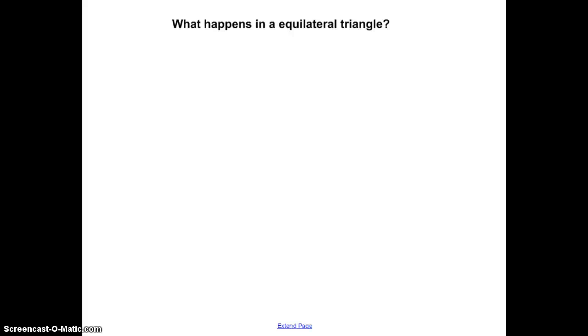So in an equilateral triangle, all the sides are congruent and all the angles are congruent. So if all the sides are congruent, we don't have a side being the largest. And if all the angles are congruent, because all the sides are congruent, then we don't have any angles that are the largest. So we can't really indicate what's the largest side because they're all the same.